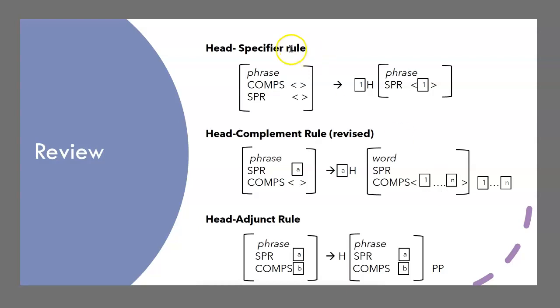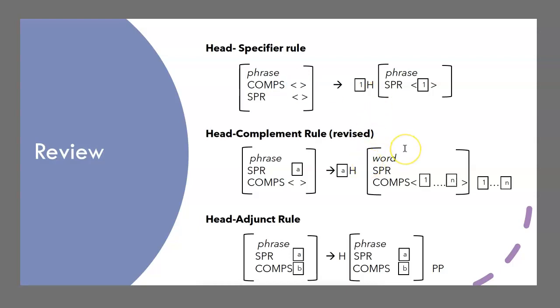The head specifier rule basically combines the head with a specifier, and when head and specifier are combined, the mother node's specifier value becomes empty, right? And the comps value, if there is any comps value here, is carried to the mother node. That's the head specifier rule.